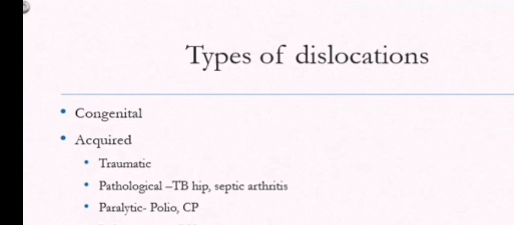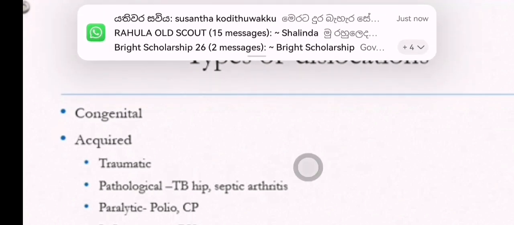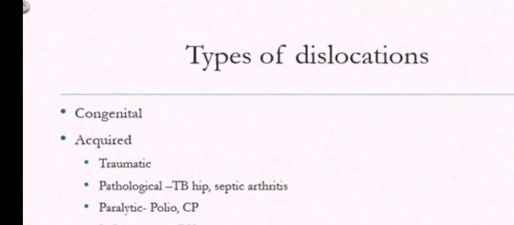Another type is paralytic. If you have any form of paralysis, maybe polio, cerebral palsy, or CVA, which leads to laxity of the muscles and surrounding tissues, the joint gets dislocated. Then finally, an inflammatory condition such as rheumatoid arthritis disrupts the joint capsule, so the joint gets dislocated. Now you can see there are two types, congenital and acquired. And acquired can be traumatic, pathological, paralytic or inflammatory.